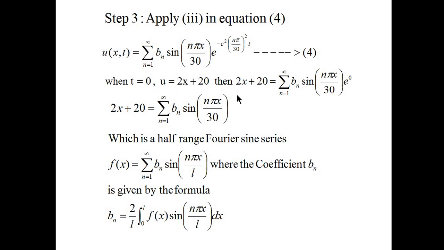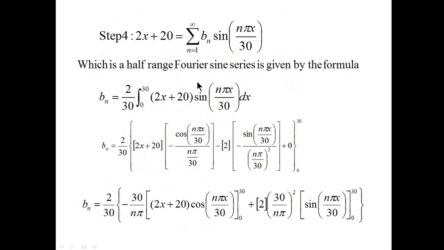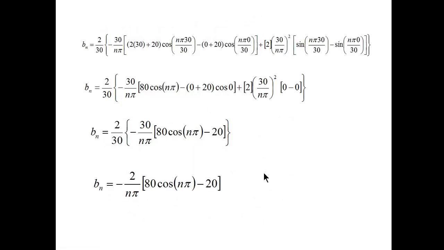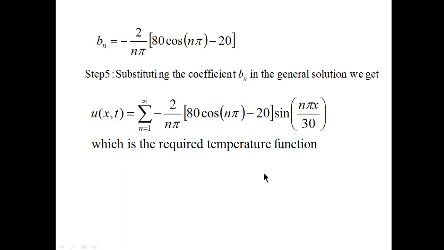And then apply the initial condition, and then you can compare this with our half range Fourier sine series, where we have to find out Bn. In step 4, we are going to find out Bn using the half range Fourier sine series by making use of the Bernoulli rule of integration. You can pause the video and go through the steps. And in step 5, finally, we are going to substitute the value of coefficient Bn in our solution, equation number 4.